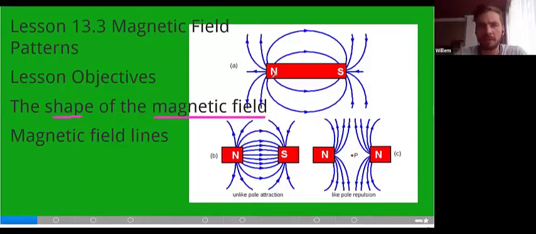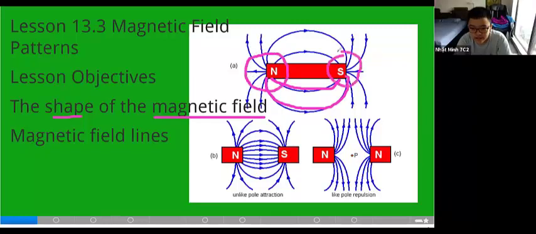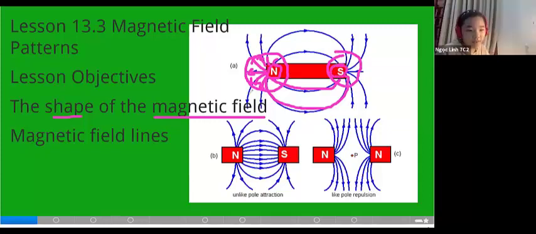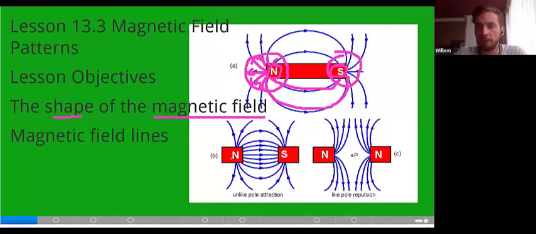Now, the shape of a magnetic field has a lot to do with the north to the south pole. Now, who can tell me where the magnetic field is the strongest? The north and south. Okay, so the magnetic field is the strongest at the poles. Now tell me, where does the magnetic field start? Does it start at the North Pole or the South Pole? North Pole. Well done, it starts at the North Pole.